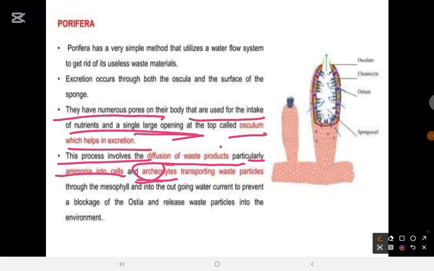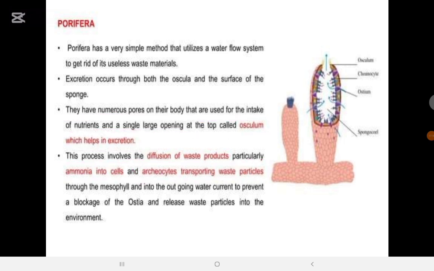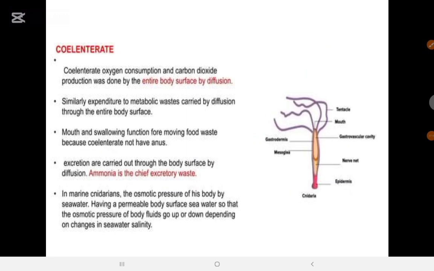So the archaeocytes transport waste particles through the mesophyll and into an outgoing water current to prevent the blockage of the ostia. That is another reason why it has to remove the waste product by water current, so that the waste products will not clog the surfaces, the holes, the ostia, the pores on the surface. So that is why it uses that method of excretion.